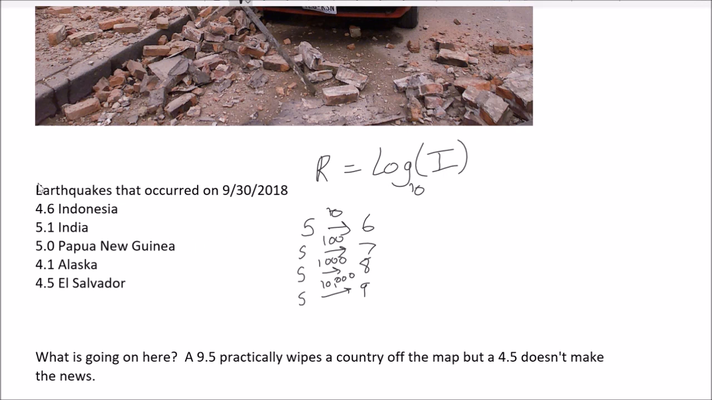They can be misleading. Our brain naturally thinks in a linear fashion. We think if we went from a 5 to 9, that's not even double, because it's not 10, right? But it's a lot more than double. It is 10,000 times worse.